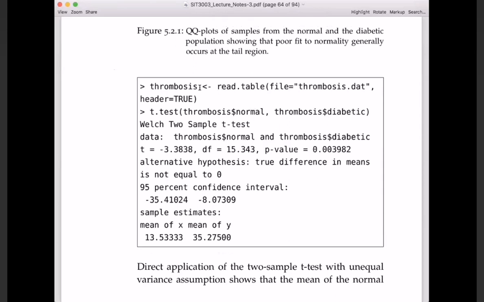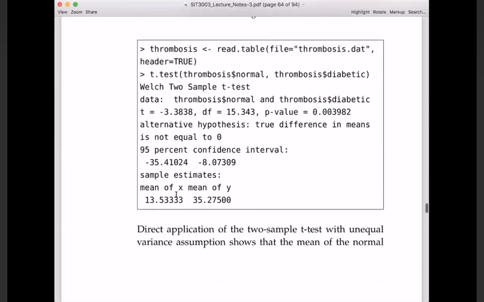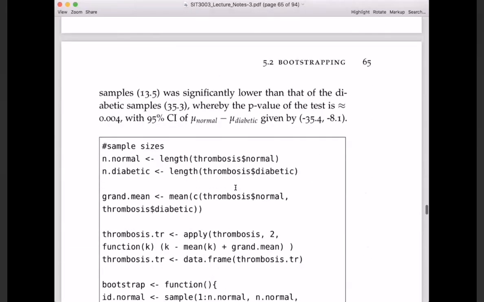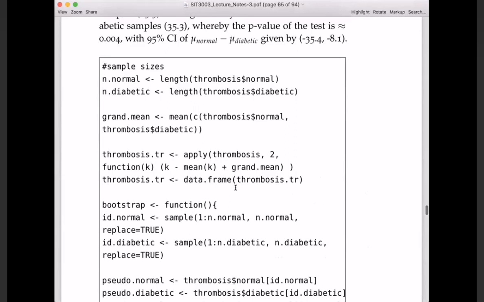So here it is. This is a data set. Later I'll put it into Spectrum. You can play around with it. Okay, thrombosis data. So basically you have the normal and the diabetic group. So you do a t-test. It gives you the p-value of 0.004, right? Very small. And this is your confidence interval, and this is your estimates of the mean of x and y.